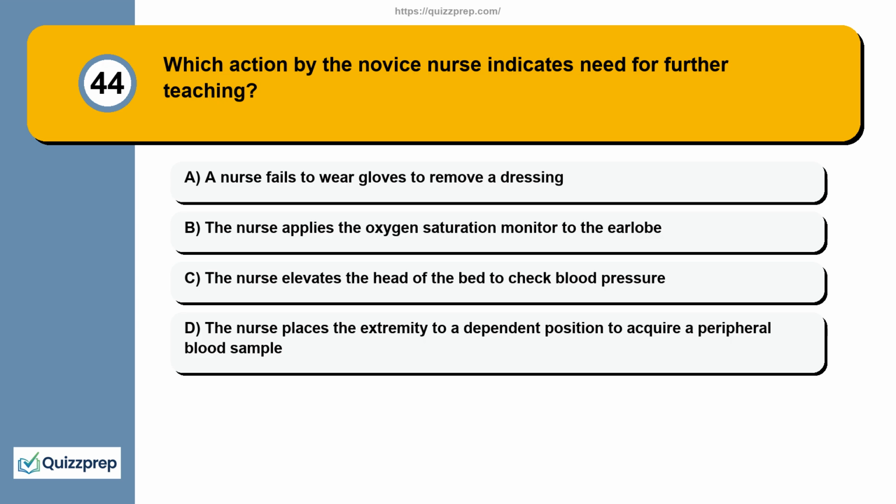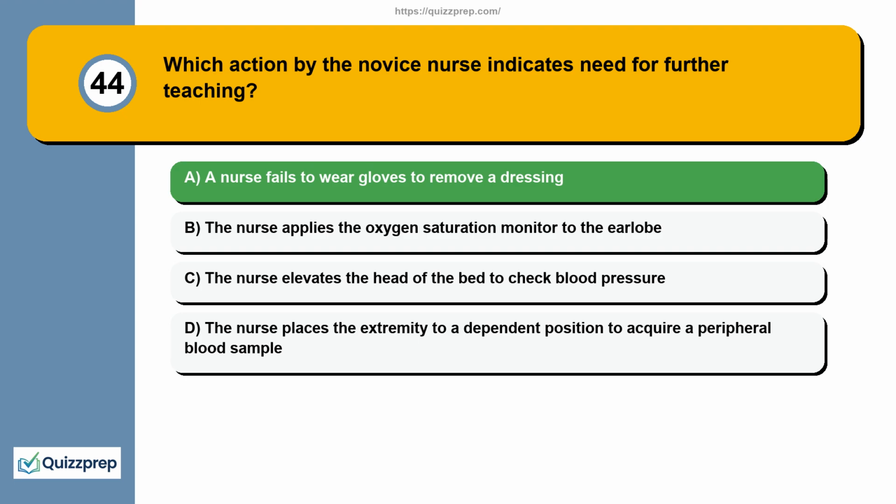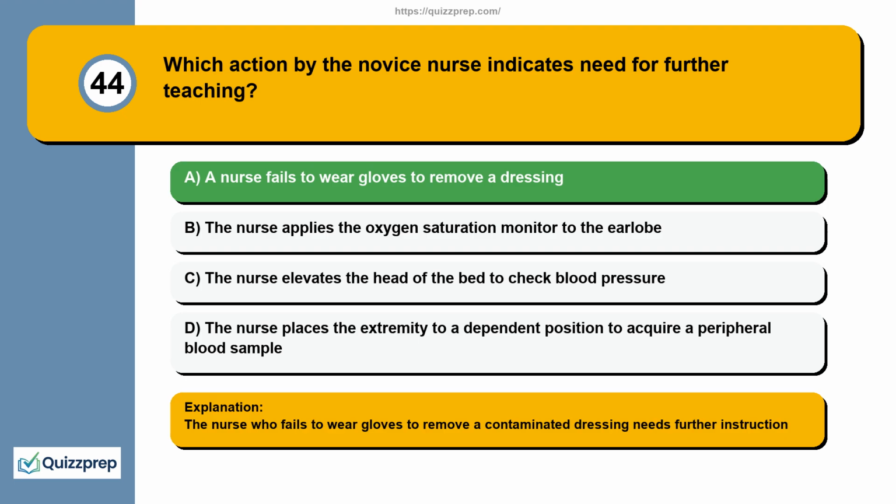Question 44. Which action by the novice nurse indicates need for further teaching? A nurse fails to wear gloves to remove a dressing. The nurse applies the oxygen saturation monitor to the earlobe. The nurse elevates the head of the bed to check blood pressure. The nurse places the extremity in a dependent position to acquire a peripheral blood sample. The nurse who fails to wear gloves to remove a contaminated dressing needs further instruction.